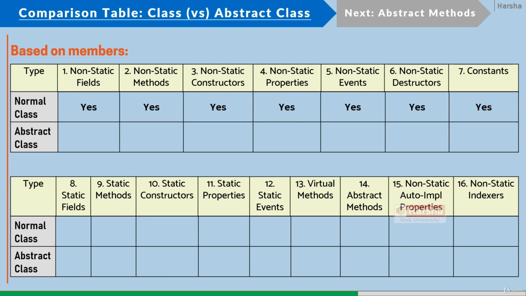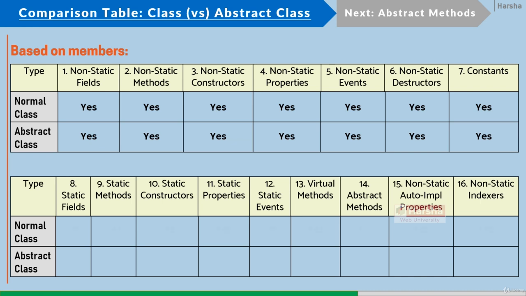Now coming to the abstract class. In the abstract class, you can define all types of members just like a normal class. That is non-static fields, non-static methods, non-static constructors, etc. up to constants.